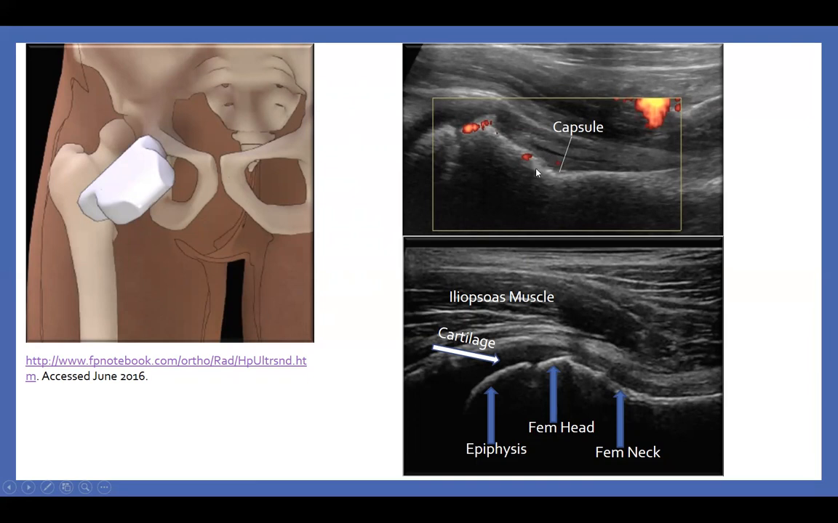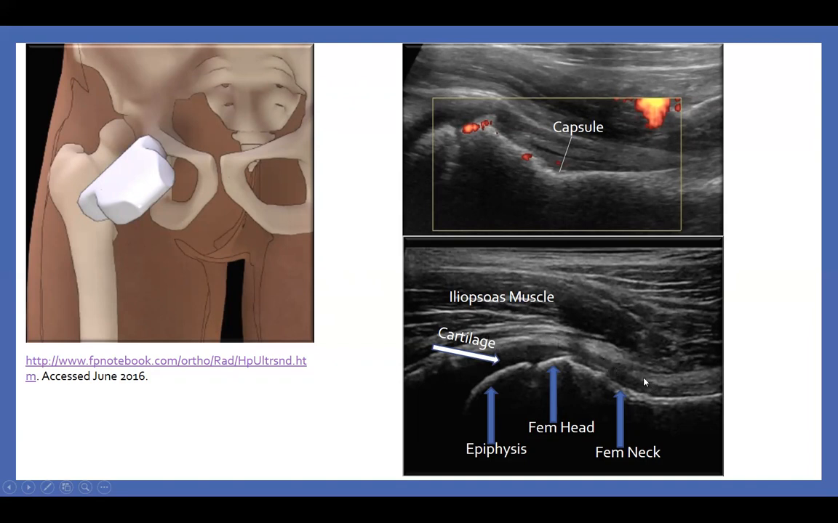If I move down to this image, you're looking at the femoral neck, the femoral head, the epiphysis, and here the articular cartilage that sits there. And anteriorly, because you're coming down, you see the iliopsoas muscle, which is striated muscle, in the anterior portion. Again, this is highly important.